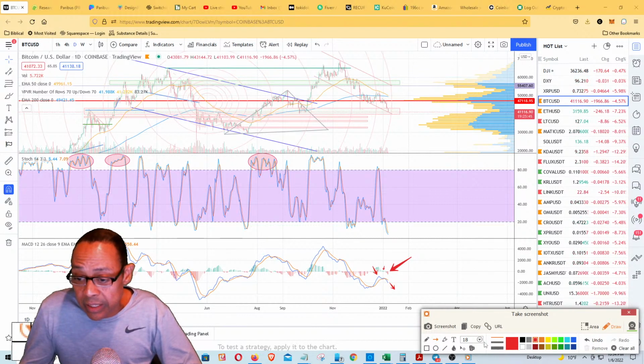So what this says is we might have to sit here and wait for this blue line. Whoops, let's get a line here. Get the line tool there. We're going to have to wait for this to hit a bottom and to curl on up and start to head upward again.